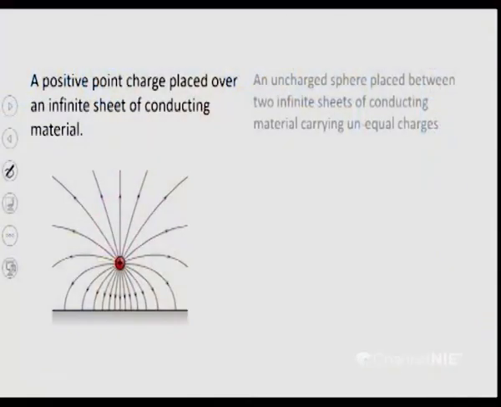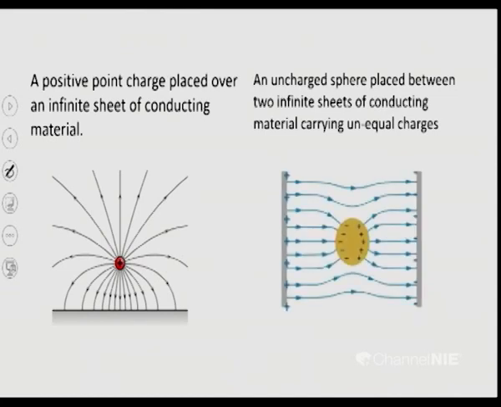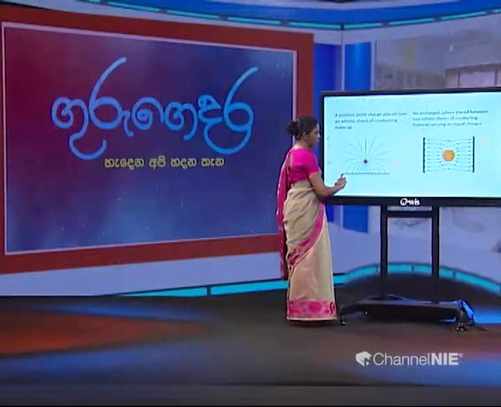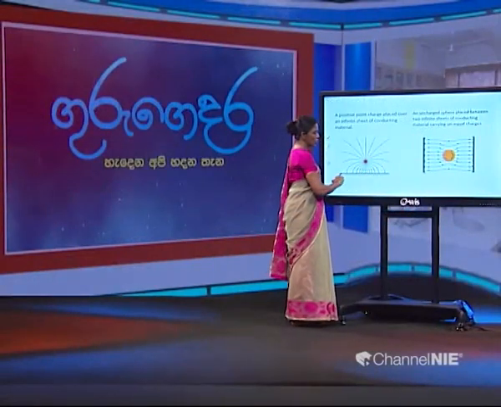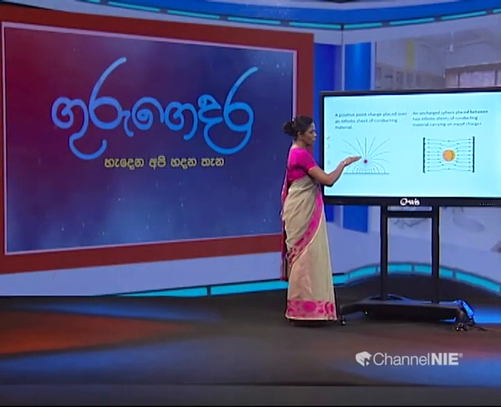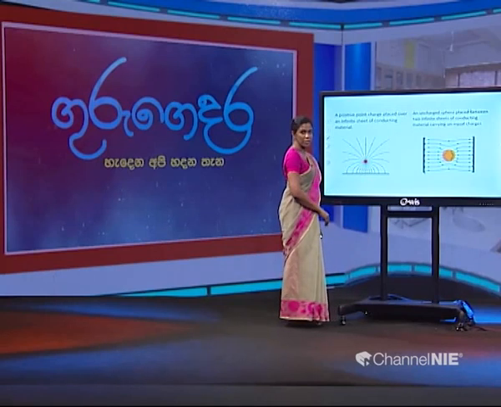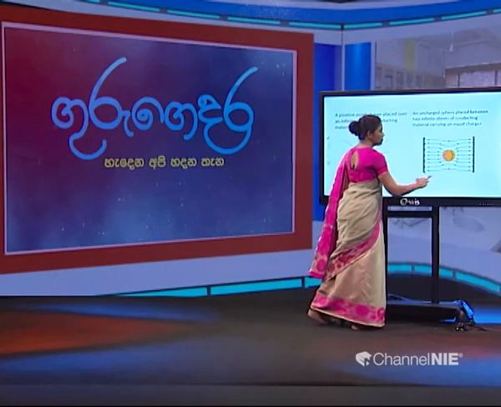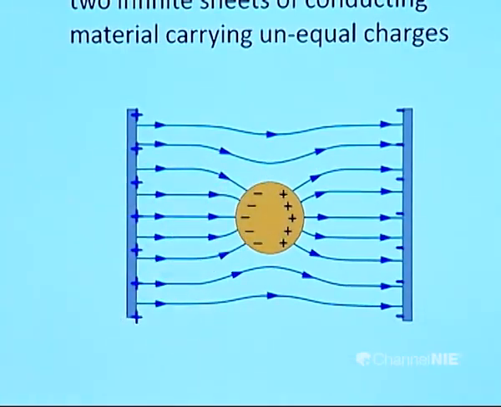And a few other examples: a positive point charge kept above a metal plate, and an uncharged sphere placed between two infinitely large plates oppositely charged. The positive charge will induce a negative charge on the surface. So, positive to negative, according to the rules we learned, the field lines are drawn. That is a positively charged plate, a negatively charged plate, and that is a neutral body.